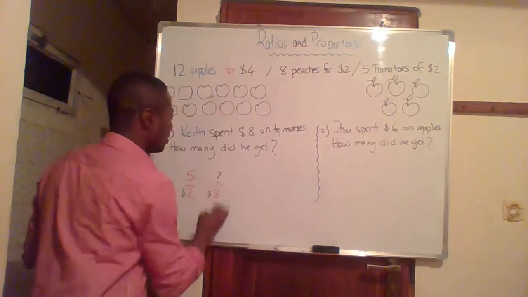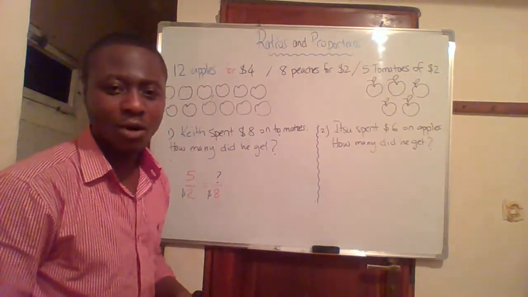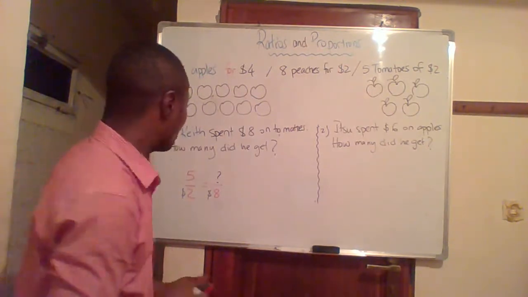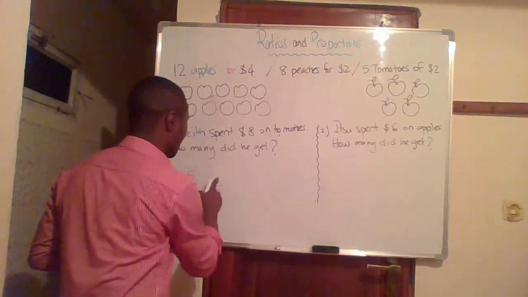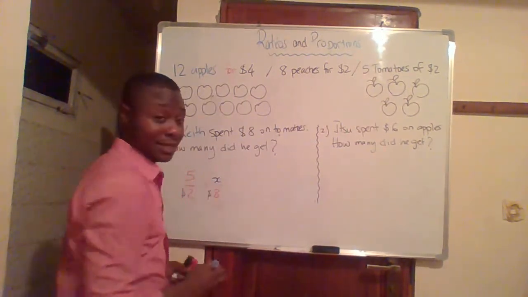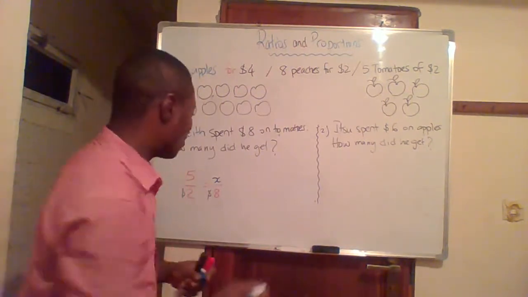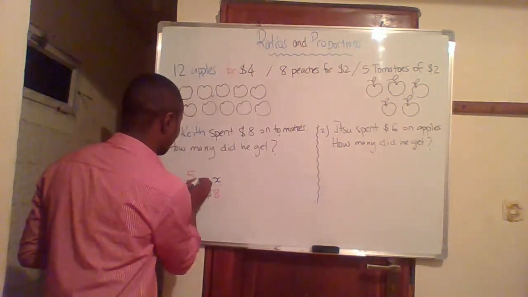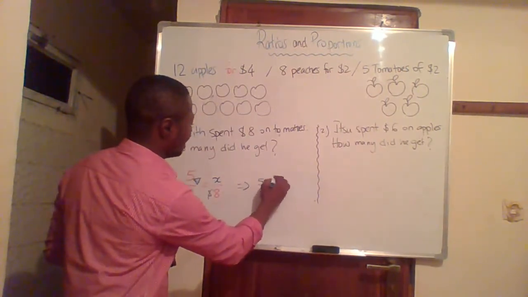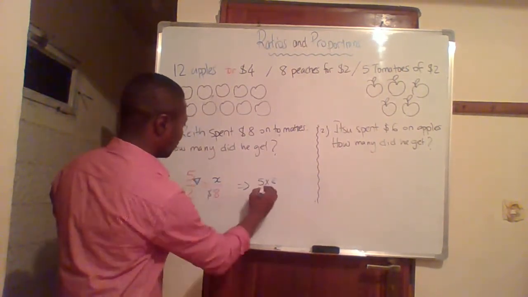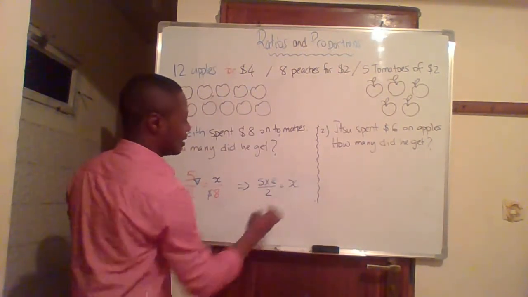Now how many tomatoes? I need to determine how many tomatoes it gets. So instead of putting a question mark, I can put an X here. What is X? This is where we do cross multiplication to determine the value of X. So you're gonna multiply 8 times 5. This is gonna give you 5 times 8, and you keep the 2 at the bottom. It's the fraction line, and this is equal to X.